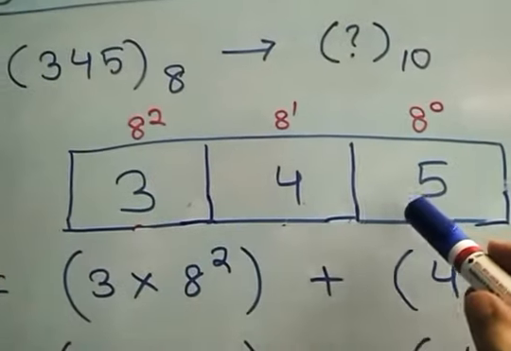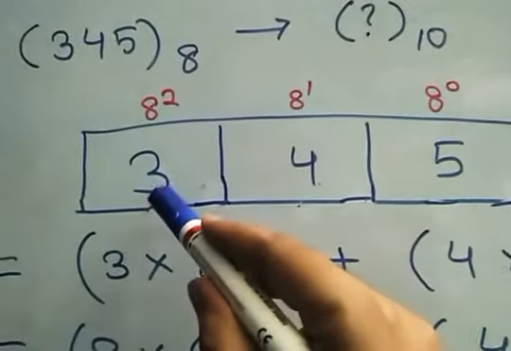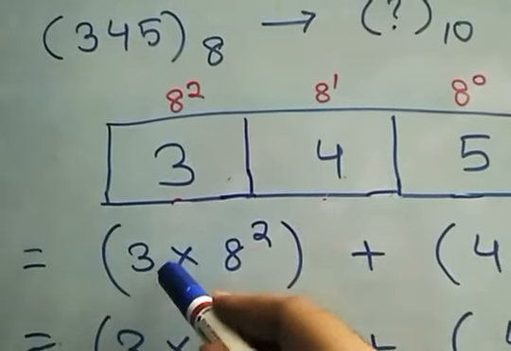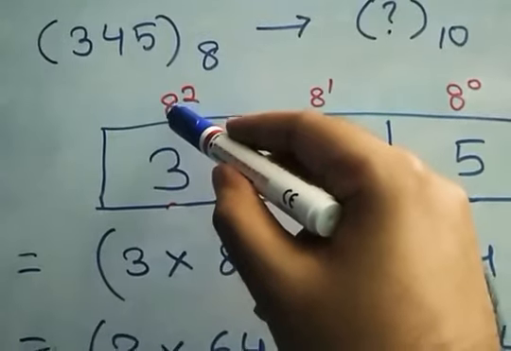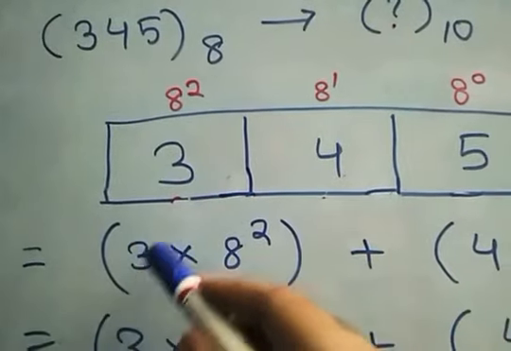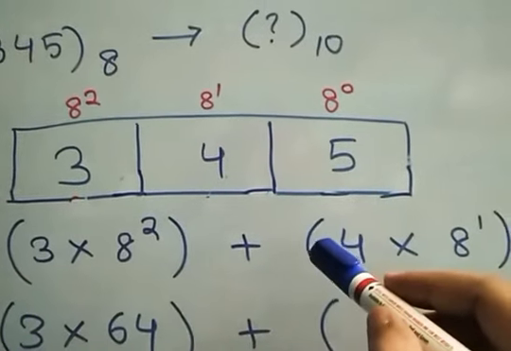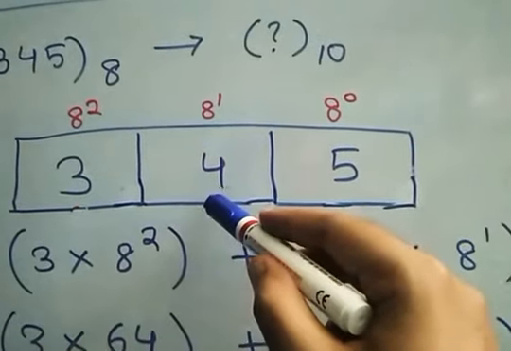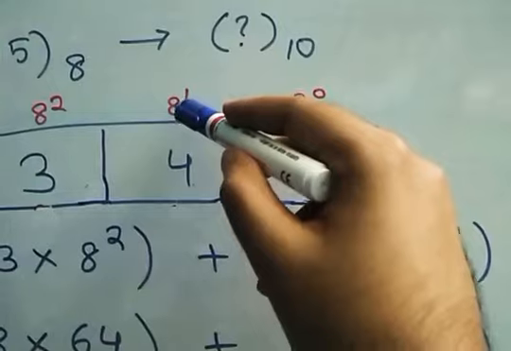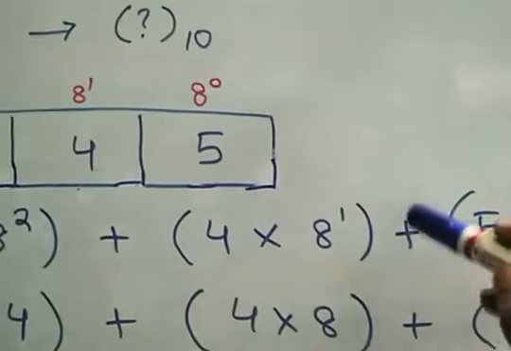Now we know each position has a face value and each position has a place value. So the place value for this position will be face value, which is 3, into weight. Weight is 8 to the power 2. So we'll write the place value for this position as 3 into 8 to the power 2. We'll put it in brackets, then we'll give a plus. Then for the 1 position, face value is 4 multiplied by weight of first position, 8 to the power 1. So into 8 to the power 1, bracket close, then again plus.